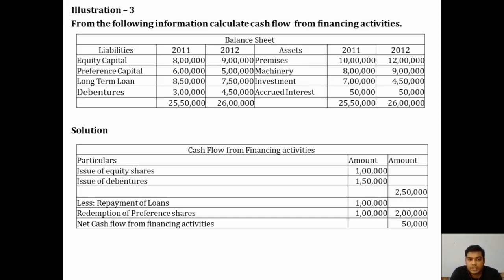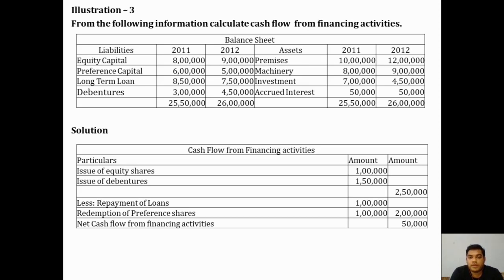If we check equity share capital, the previous year share capital was 8 lakh, and the current year share capital is 9 lakh, which means we have issued equity share capital of 1 lakh rupees. So we have to show it on the inflow side, that is, issue of equity shares 1 lakh. Preference shares: earlier we had 6 lakh preference share capital, but in the current year we have 5 lakh, which means we have redeemed the preference share capital. So we have to subtract the redemption of preference shares, that is 1 lakh rupees.